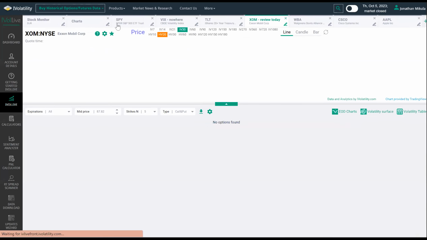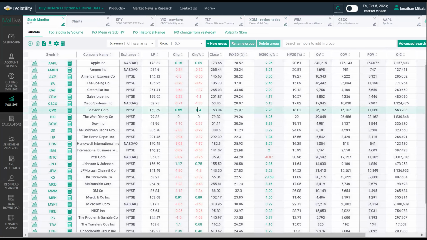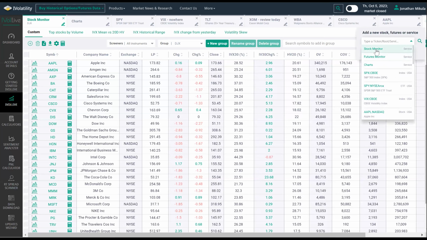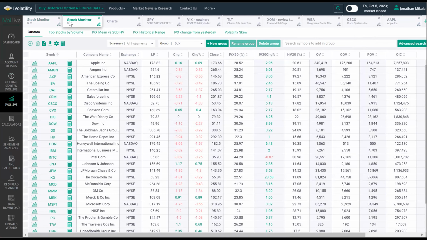Now, I know this was a question we got over our email line. So it's basically, how do you pull up a new stock monitor, or how do you pull up a new underlying stock? So let's say you came here to IVolLive and you had never used this before. You're going to have your defaults, which is stock monitor, charts, SPY. But if you wanted something new, you would just hit this plus icon. And if you wanted a new stock monitor, you can click on add. And now here we go. We have 2 stock monitors.